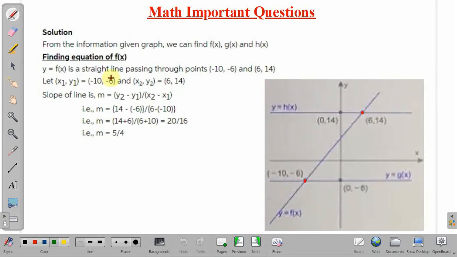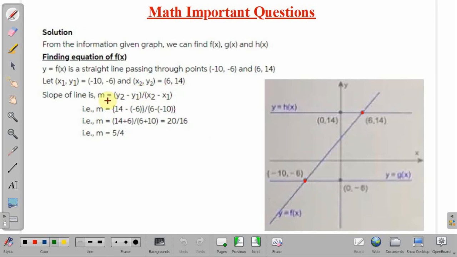So we can find the functions using the graph. First we will find the equation of f(x). This is our y equal to f(x) line, a straight line passing through 2 points. The first point is (-10, -6), and the second point is (6, 14). We will assume (x1, y1) equal to (-10, -6), and (x2, y2), the second point, equal to (6, 14).